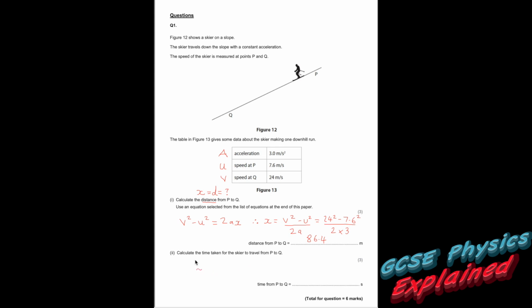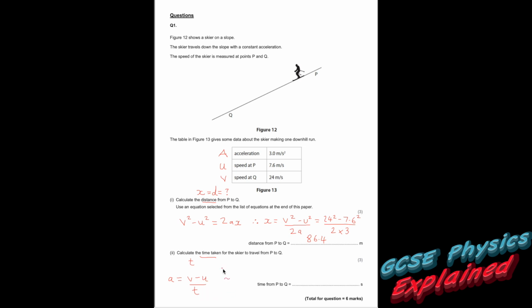Part 2. Calculate the time taken for the skier to travel from P to Q. Right, so we're after the time, T. Now what equation do you know that's got A, U, V and T in? Well, it's this one. Acceleration equals V minus U divided by T. So final velocity take the initial velocity divided by time.